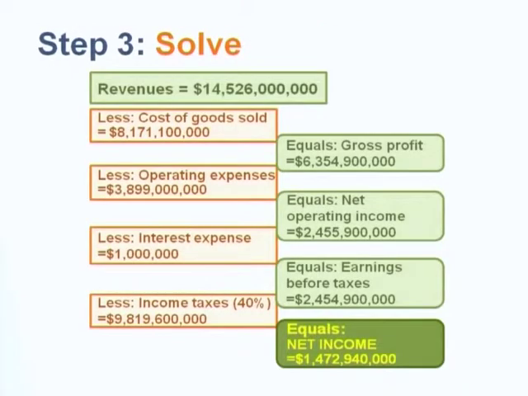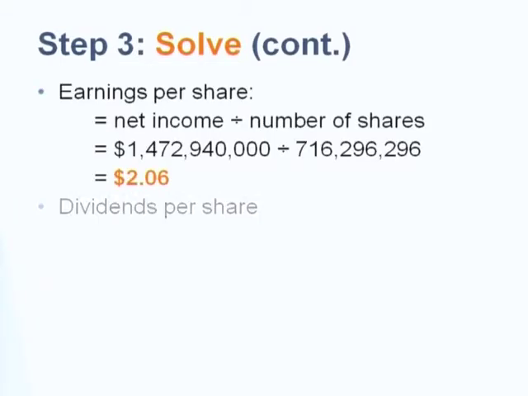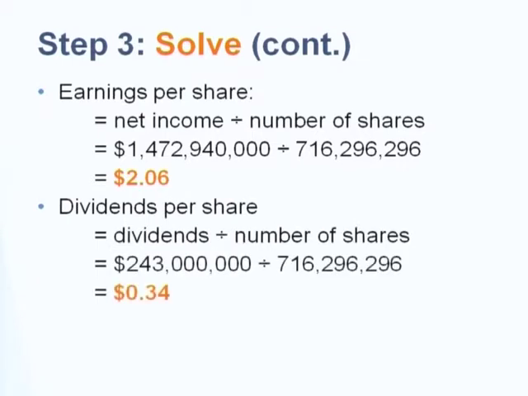You will get the new cost of goods sold, right, to be 8,171,100,000. And then you get the new tax payment at 40%, you see, 9,819,600,000, and you also get the new net income. Once you get the new net income, you divide by the number of shares outstanding. You get earning per share of 2.06, right? 2.06, and dividend per share.